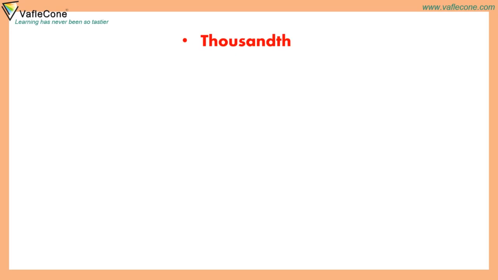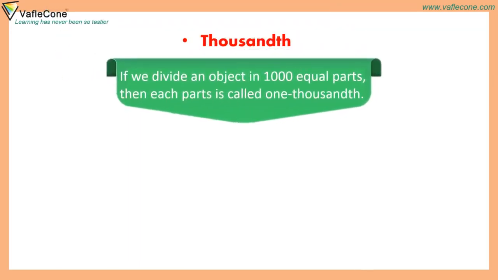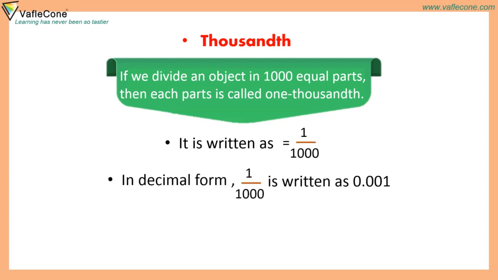Thousandths. If we divide an object into 1000 equal parts, then each part is called a thousandth. It is written as 1 by 1000. In decimal form, 1 by 1000 is written as 0.001.